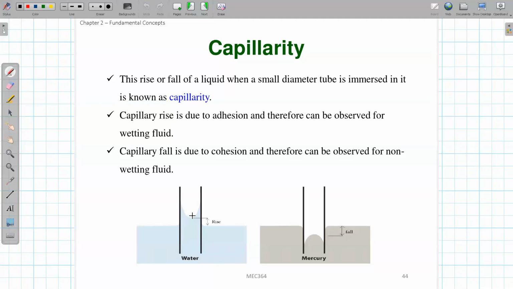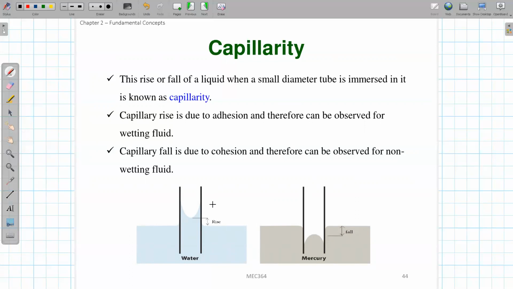the level of the liquid inside the tube will be higher than the level of the liquid outside the tube. And on the other hand, for some liquids, you will observe that the level of the liquid inside this small glass tube with small diameter will be lower than the liquid level outside. So there are two different effects here.